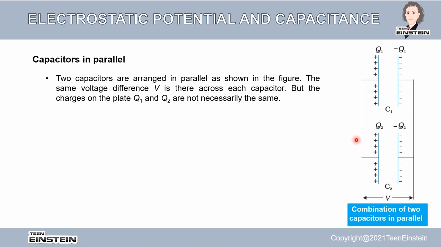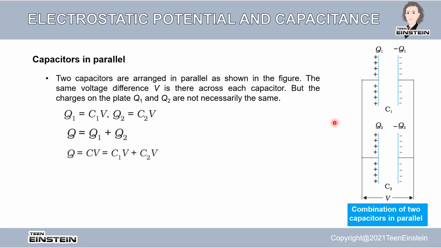So when the capacitors are in parallel, the charges on each plate are Q1 and Q2. So Q1 equals C1 multiplied by V, Q2 equals C2 multiplied by V. Note that here we are not writing V1 and V2, it is just V. So the total charge on this configuration has to be Q equal to Q1 plus Q2.